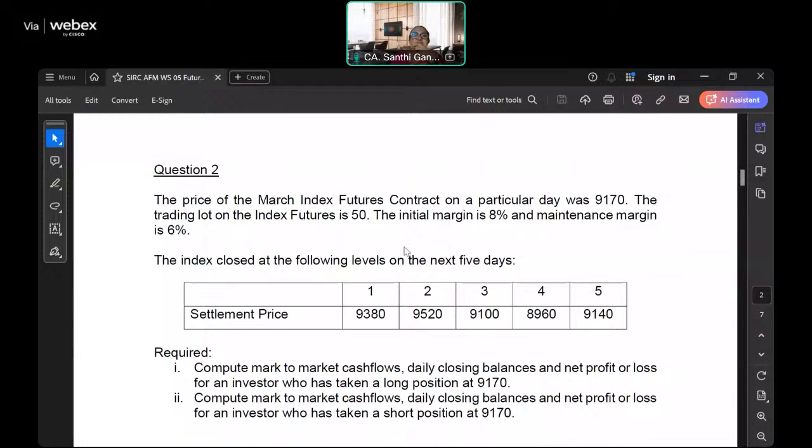So, in this problem, compute mark-to-market cash flows, daily closing balances, and net profit or loss for an investor who has taken a long position. Again, for someone who has taken a short position. So, long position means you have bought it. Short position means you have sold it. The price of March index future on a particular day is 9170. Trading lot is 50. Initial margin is 8% and maintenance margin is 6%. Like this, straight away they may give the margin also. Then settlement price, the index closes at the following levels on the next 5 days. That is also given. So now, how to go about doing it?